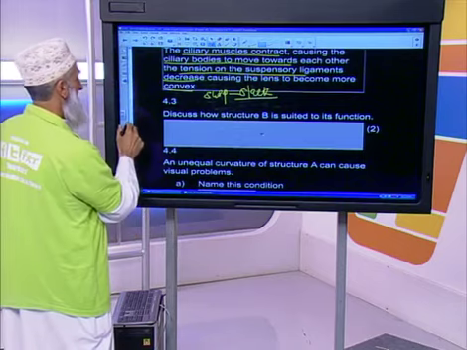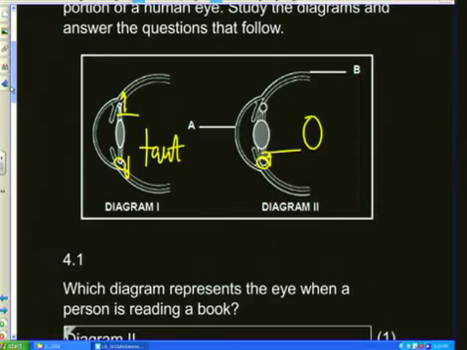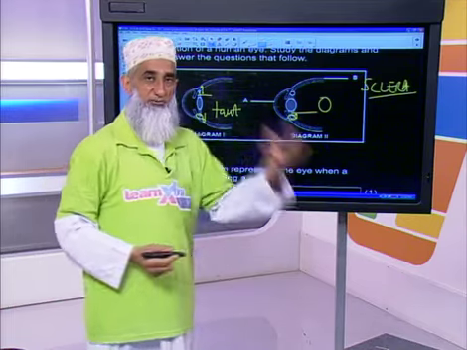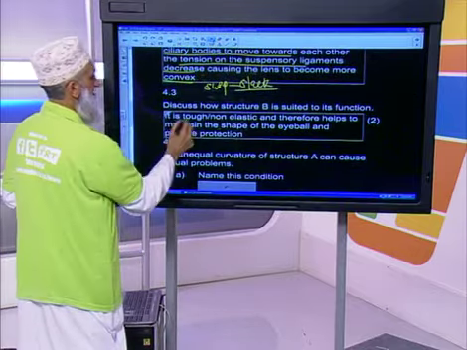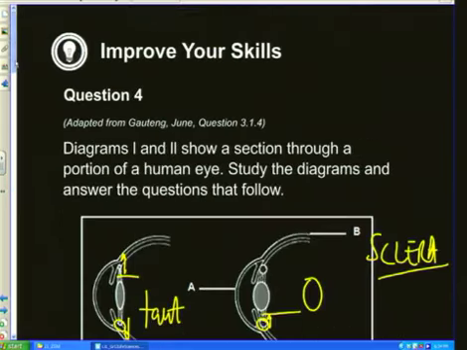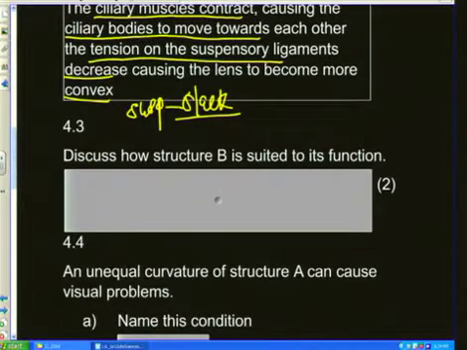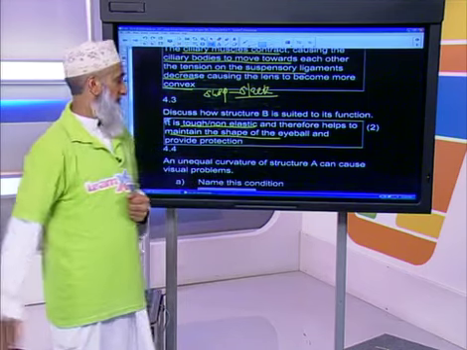Discuss how structure B is suited to its function. What is structure B? It's the outermost layer of the eye, the white of the eye, and this is known as the sclera. When they ask you suitability, you must first know what we're talking about. The sclera's function, we must also know, is to protect the eye and to maintain the shape of the eye. And to do this, what does it have? The sclera is tough and non-elastic, and therefore helps to protect and to maintain the shape of the eyeball.